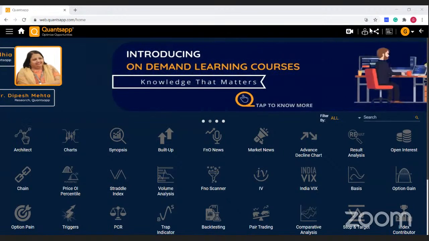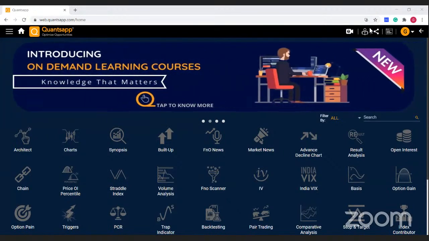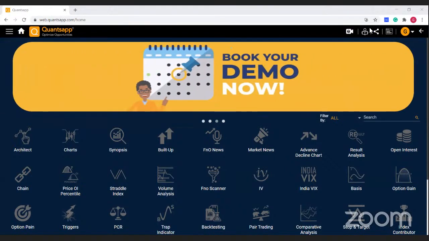So today we are having a demo session on the Quantsapp tools, and we will look around four tools and see how we can use them in a more effective way.